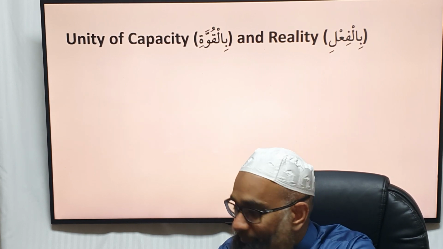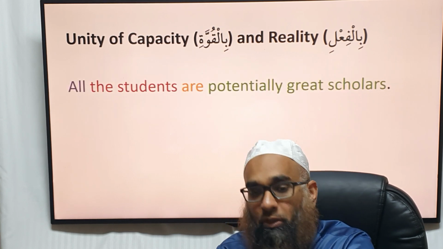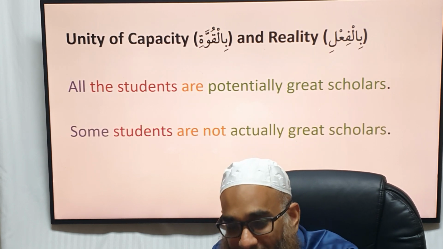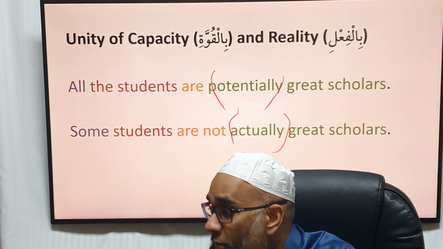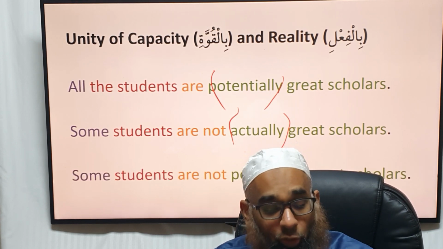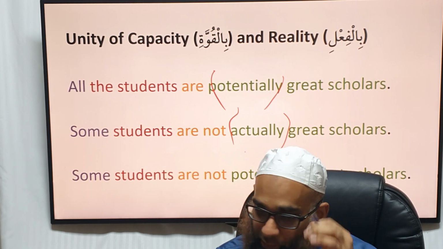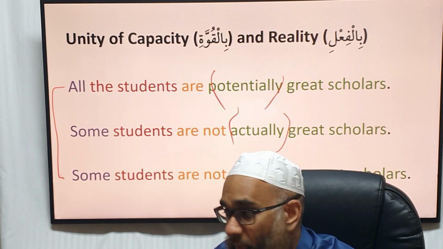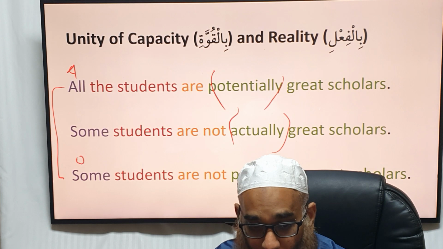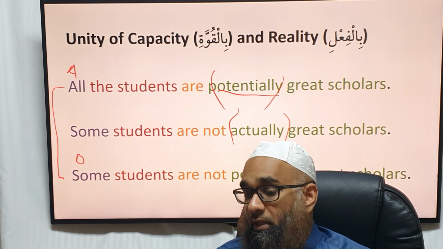Do you understand? So for example, all students are potentially great scholars. If you say here, some students are not actually great scholars, it's not really a contradiction. But see, we're not going to say potentially and actually. It is understood from the context. So the real contradictory will be what? Some students are not potentially great scholars. Then these are contradictory now, because you're talking about it in both ways. The A is being contradicted by the O proposition, and they both have the same potential. It's both talking about what? Bil quwwa.